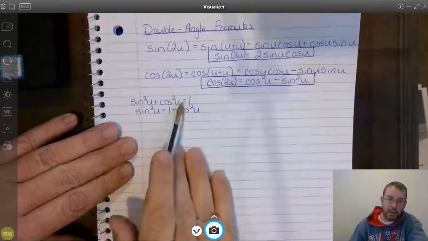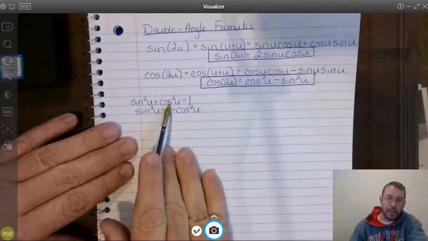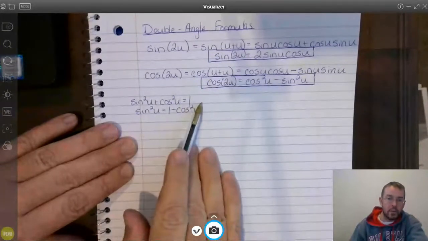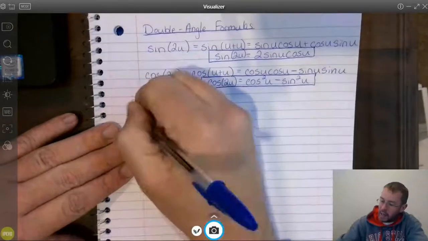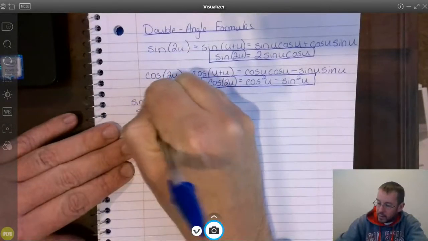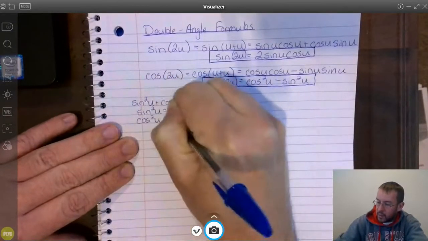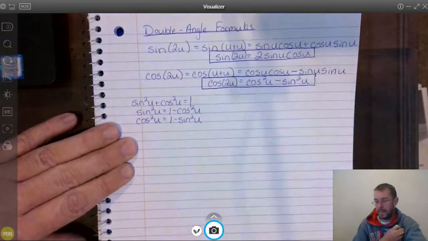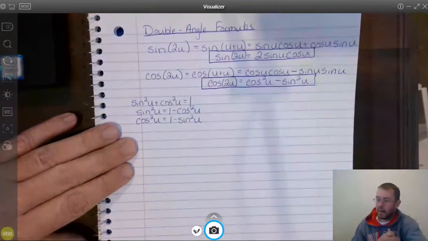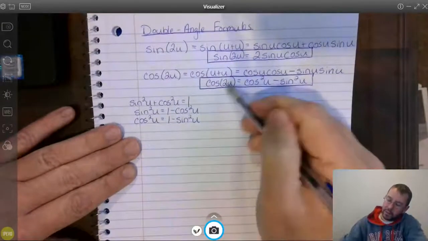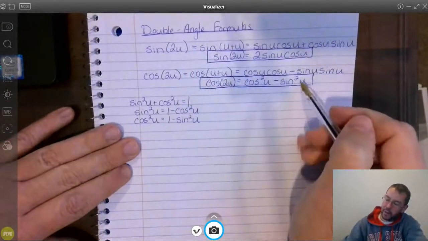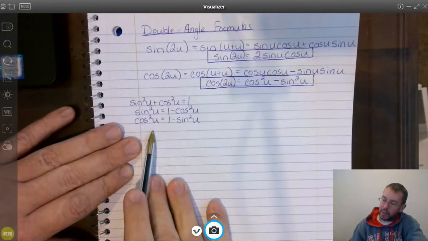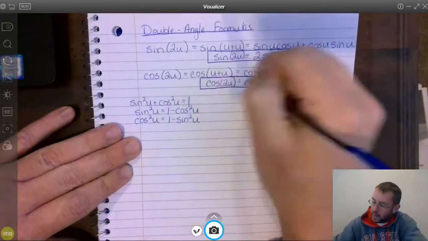Additionally, starting with this top one, if we wanted to solve it for cosine squared u, then we would simply subtract sine squared u from both sides. That would give us cosine squared u is equal to 1 minus sine squared u. So we're going to be able to rewrite this formula a couple of different ways, whether we substitute in for sine squared u or for cosine squared u. Let's take a look at that.